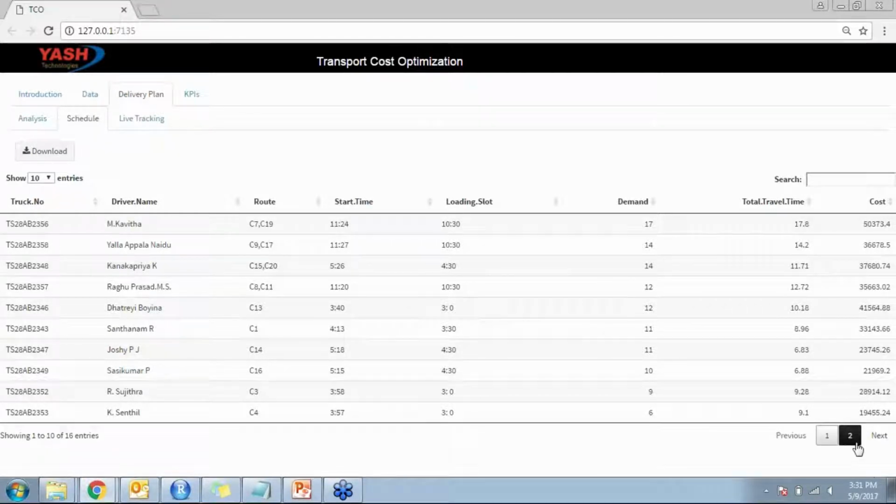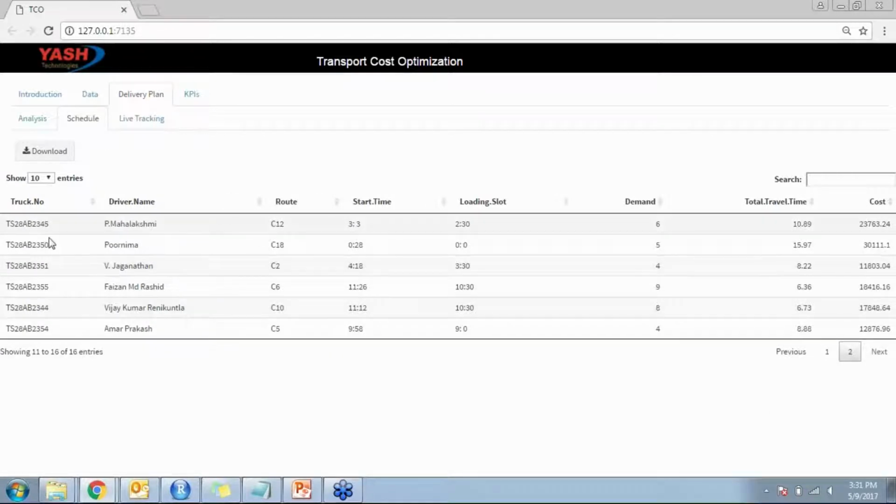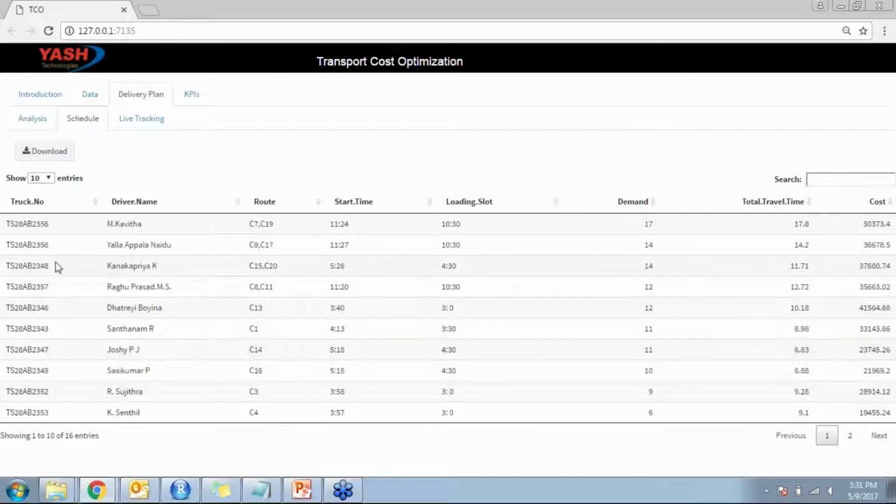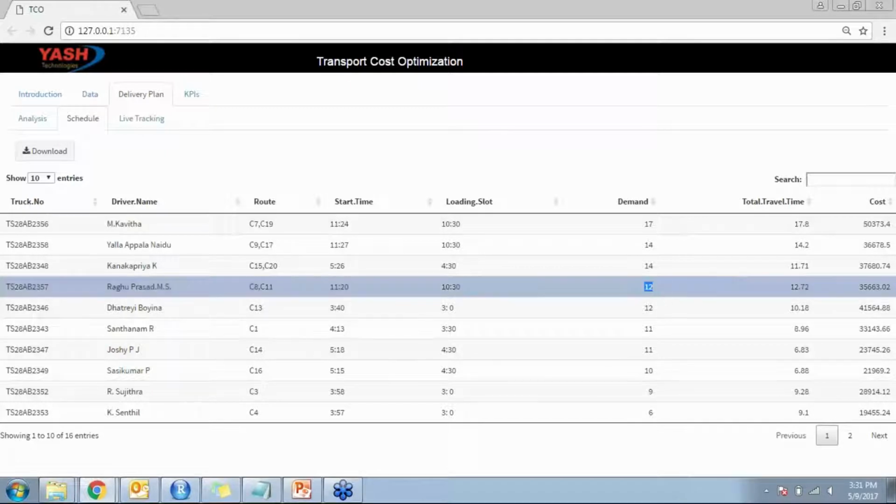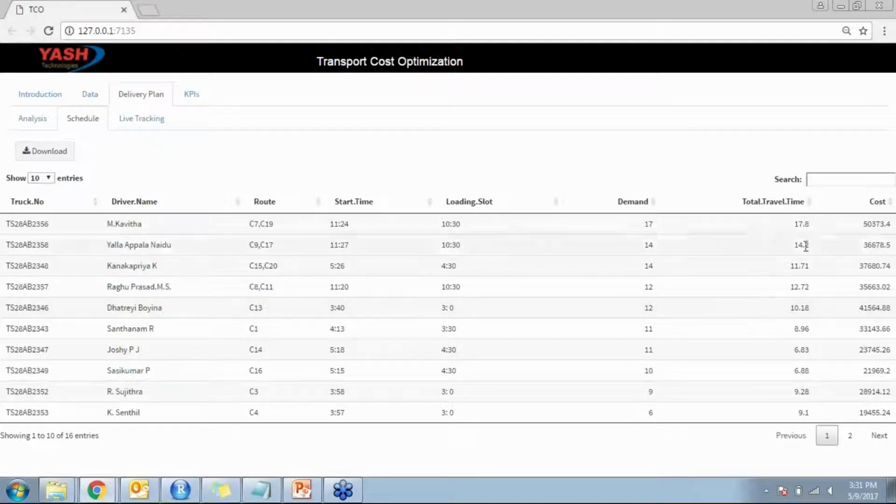So as you can observe here, different combinations of different routes have been provided here, and it says that, okay, for truck number 2357, we have the route of combination of C8 and C11, and it should start at 11:20. Loading time should be at 10:30, because we give 45 minutes of loading time in between, and the total demand that will be delivered that day will be 12, and total travel time in terms of decimal units, and the cost that would be incurred.